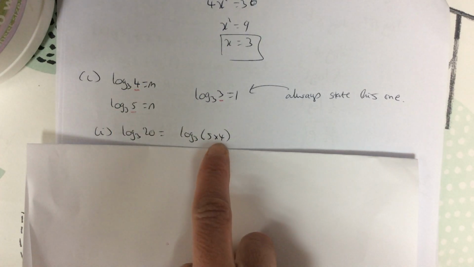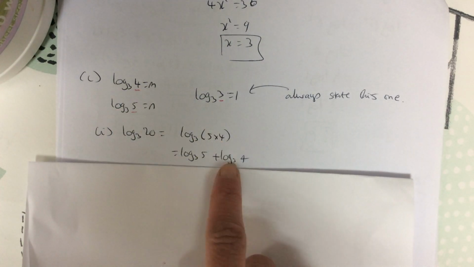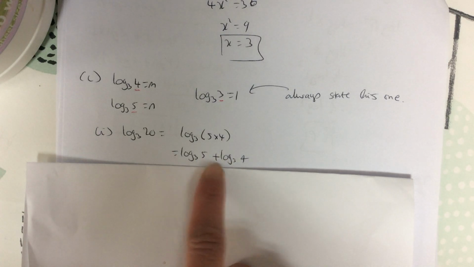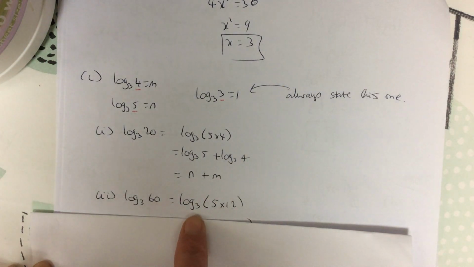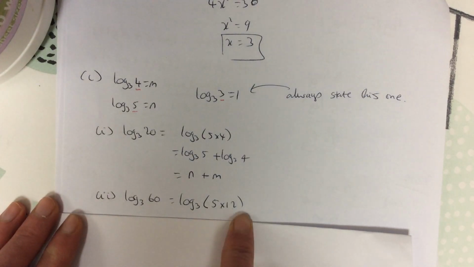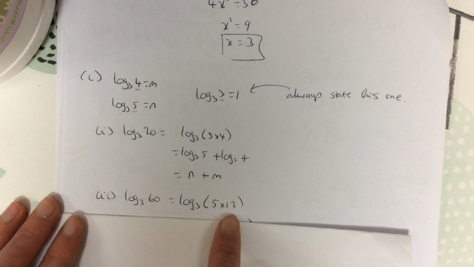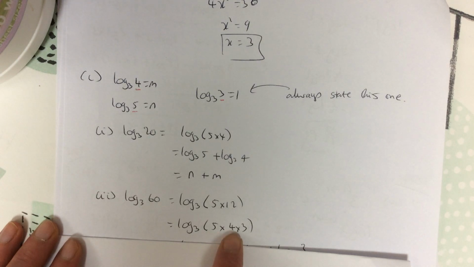20 is 4 times 5. Remember, you can separate that out in an addition. That is n, and that is m. 60. Now, you might do it a different way than me. That's fine. Let's just still work it out. 60 is 5 times 12. 12 is 4 times 3.